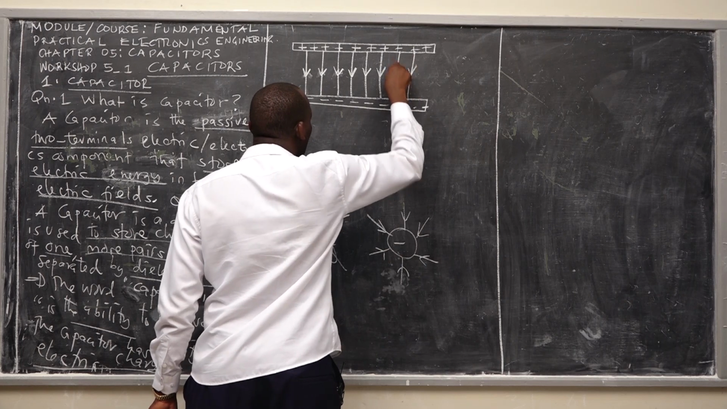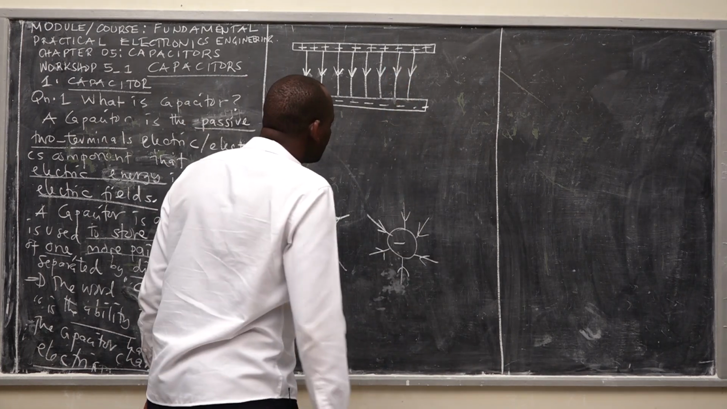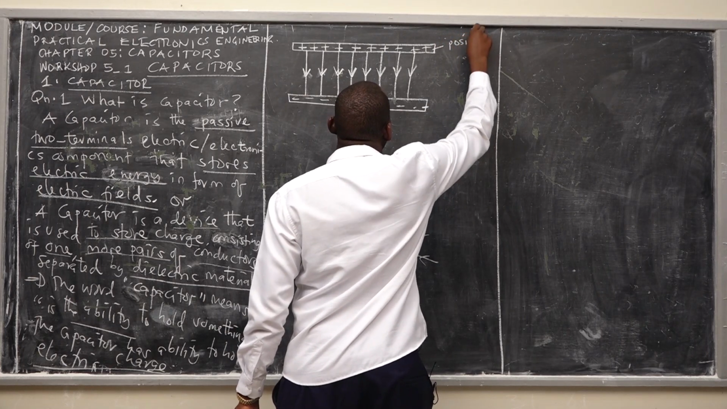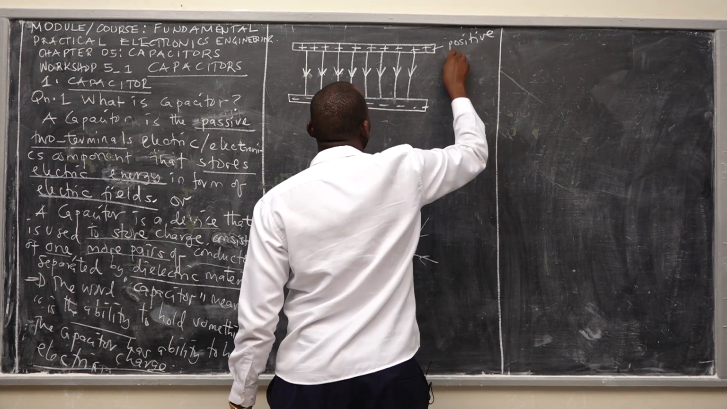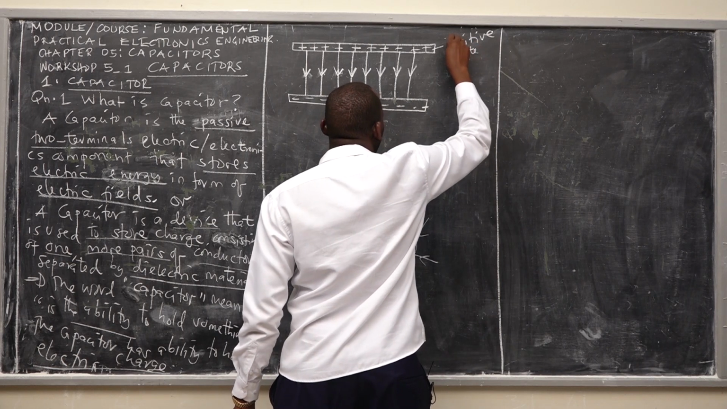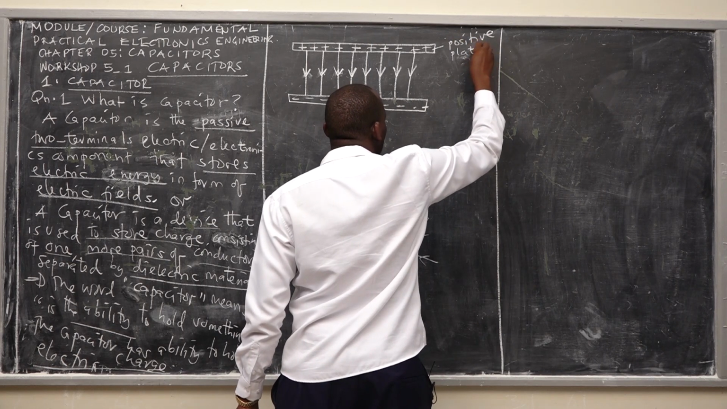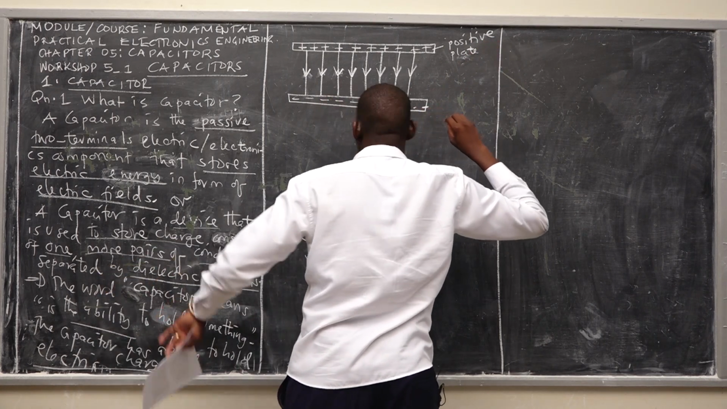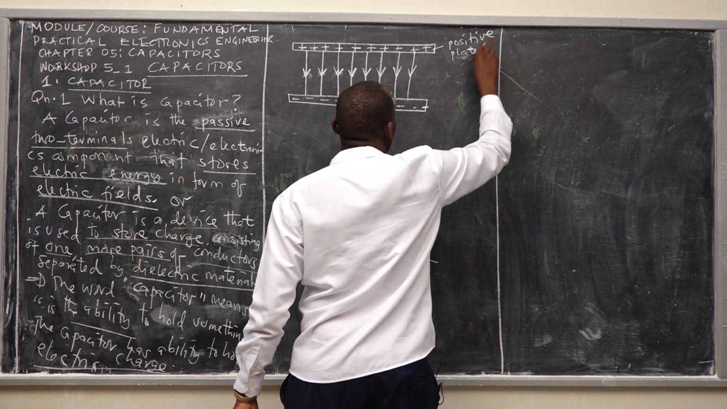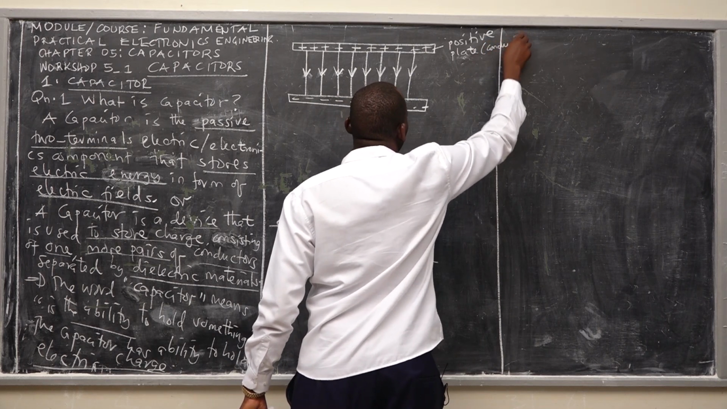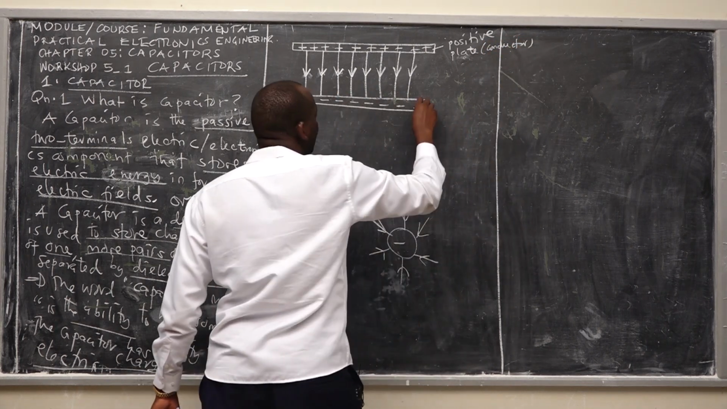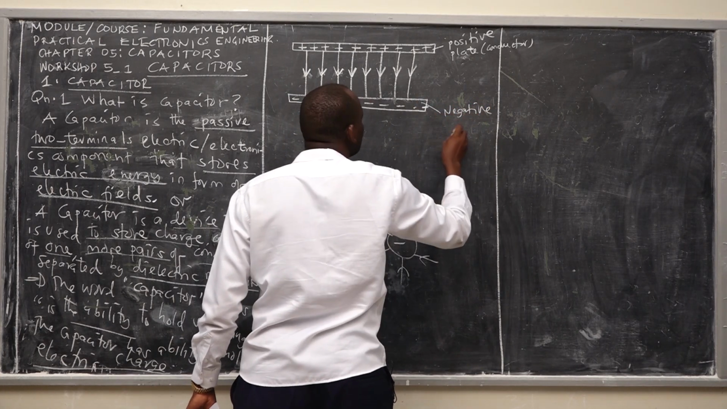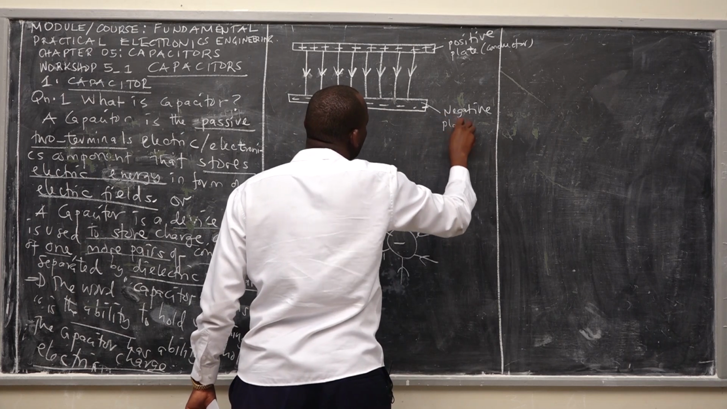So stop writing and stop drawing. This one we call a positive plate, and this should be a conductor, as we say, a pair of conductors. So the positive plate, or we call it a positive conductor. And this one is the negative plate, or negative conductor.